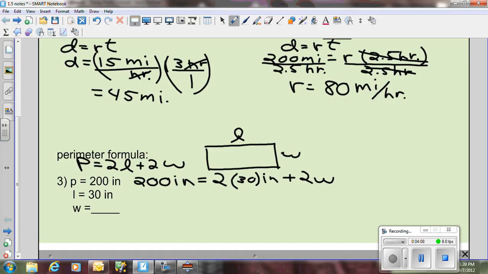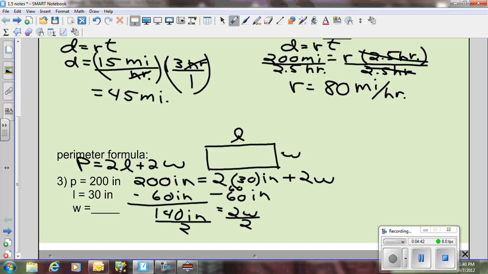Okay, what do I need to do? Actually, I'm going to do a little shortcut. 2 times 30 is 60. So if that's the case, what do I need to do next in order to find out what W is? Subtract 60 inches. And I need to divide by 2.